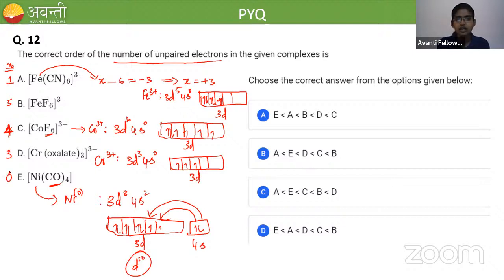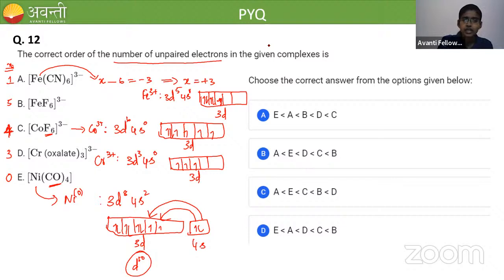So now you can find out the increasing order, right? It is 0 first, which is compound E, then your compound A, then D, C, and B. So option D is the correct answer.